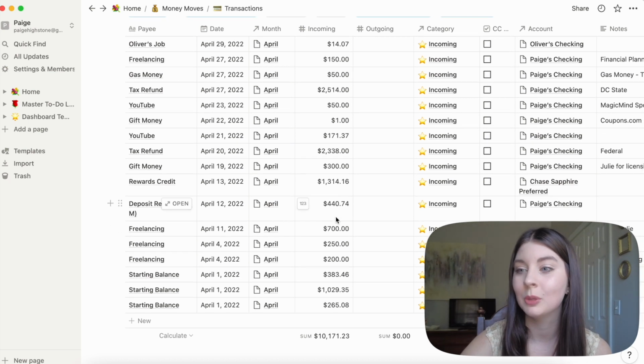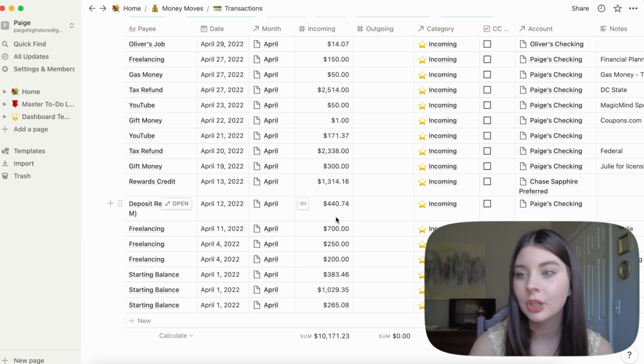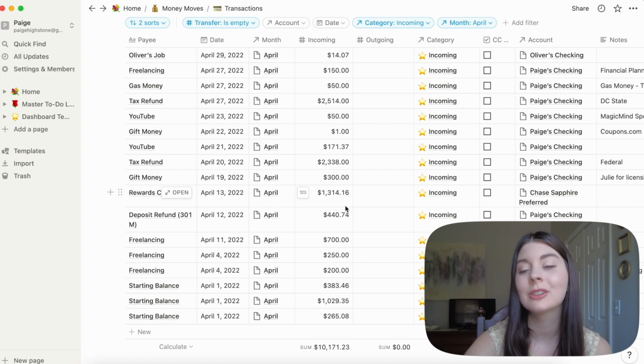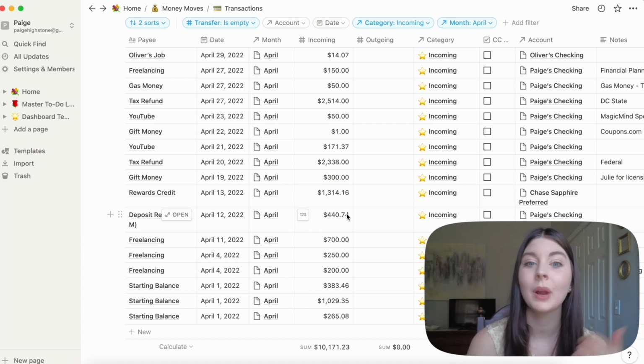Then comes the deposit refund. So we got $440 as a refund from our previous apartment. They finished the inspection, took off anything we owed, and then sent us back the rest of the money. So we got $440 from that. Then you'll see this reward credit of $1,314, which was bonus points on my credit card that I cashed out for cash to pay for my laptop, which you guys would have seen on my expense sheet for last month.